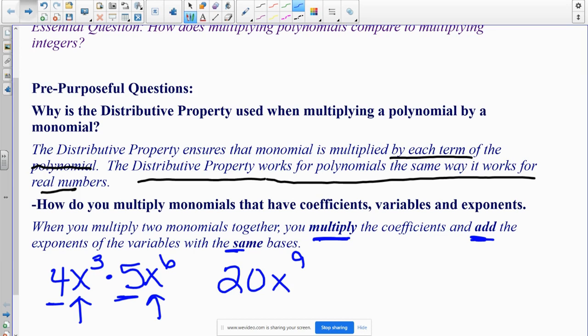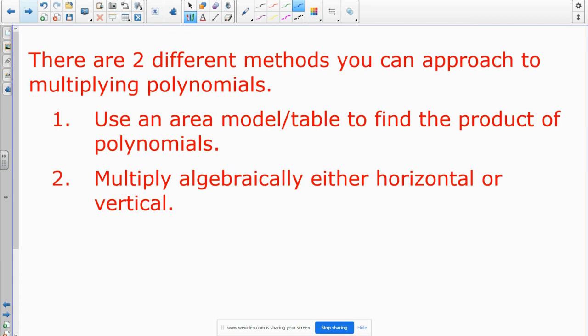So let's get started here. There are two different ways that you can approach multiplying polynomials. As we go through these lessons the next couple weeks, if you're a kinesthetic visual learner, you can choose the area model, or some people call it the table, to find the product of polynomials, or you can just multiply it horizontally or vertically. I will show you on this first example all three ways: with a table or area model, vertically and horizontally. But then as you do these, you can choose the best strategy or best method for yourself.